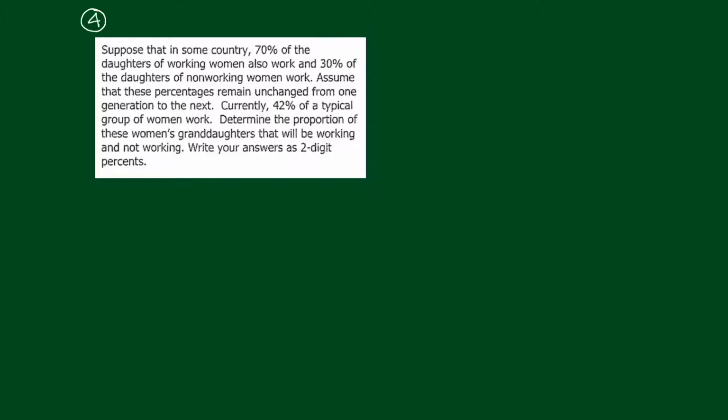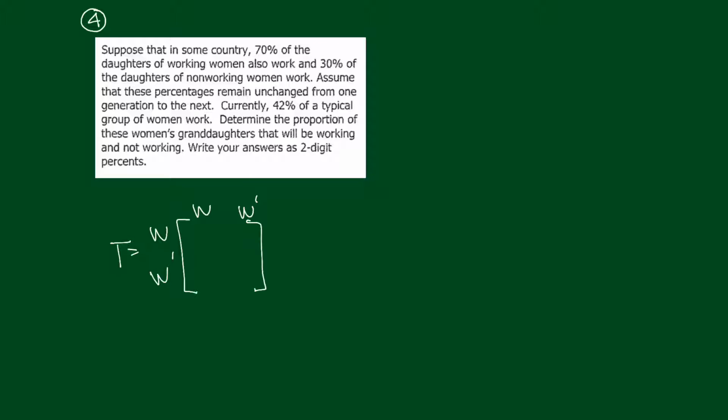In this problem 4, we're told that in some country now, 70% of the daughters of working women also work, and 30% of the daughters of non-working women work. Let's set up a transition matrix here. So we're going to have W for working, W prime for not working.